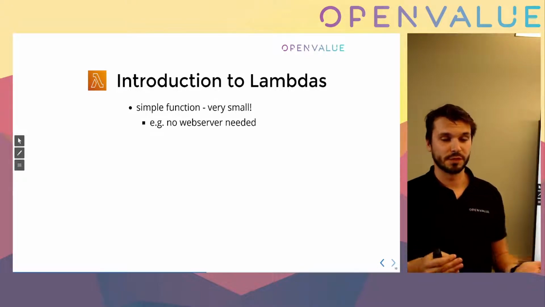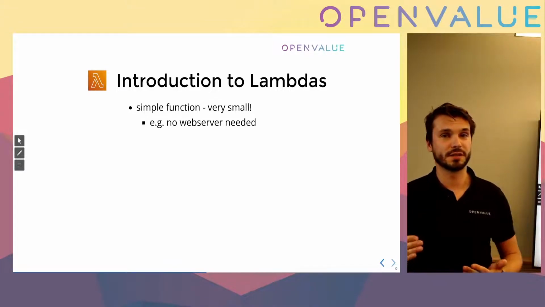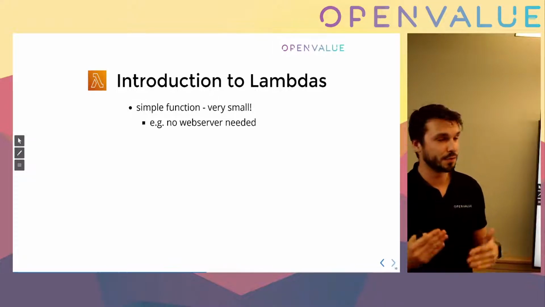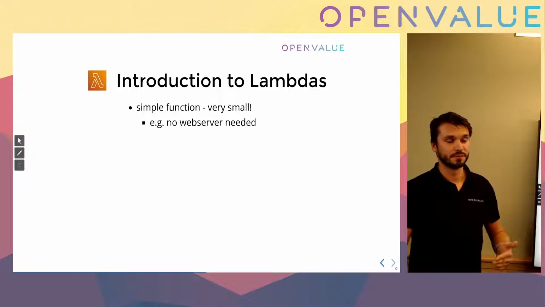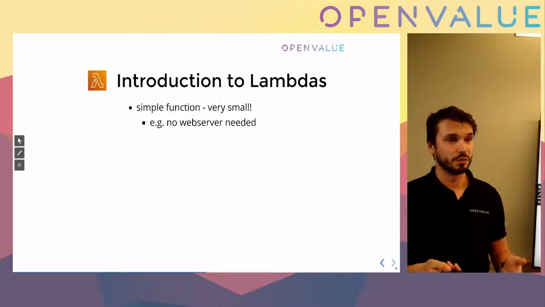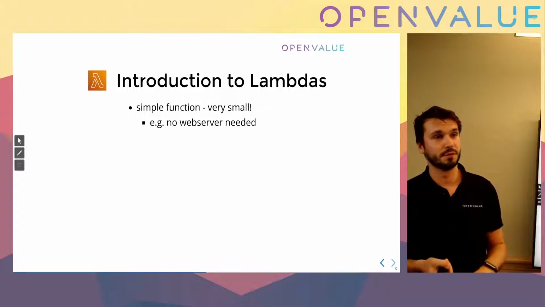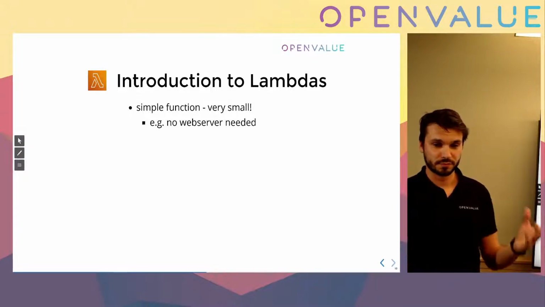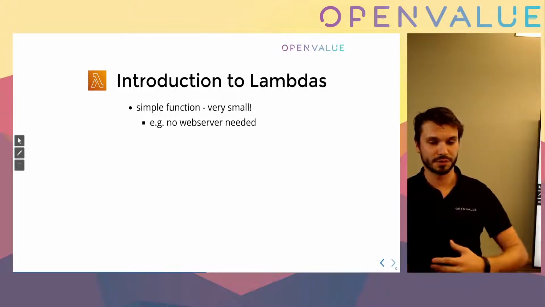Lambdas are very small and simple functions that get executed when they're called. We don't even need a web server to run them. AWS does it for us. We just have to implement an interface, implement an event handling method, and we can just work on the inputs and outputs we get.